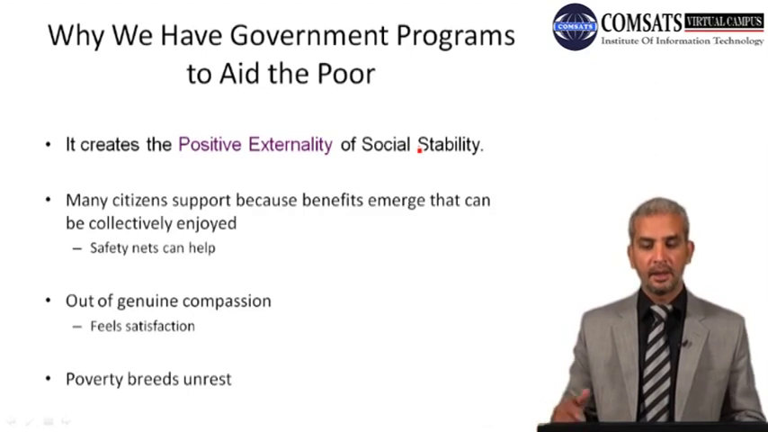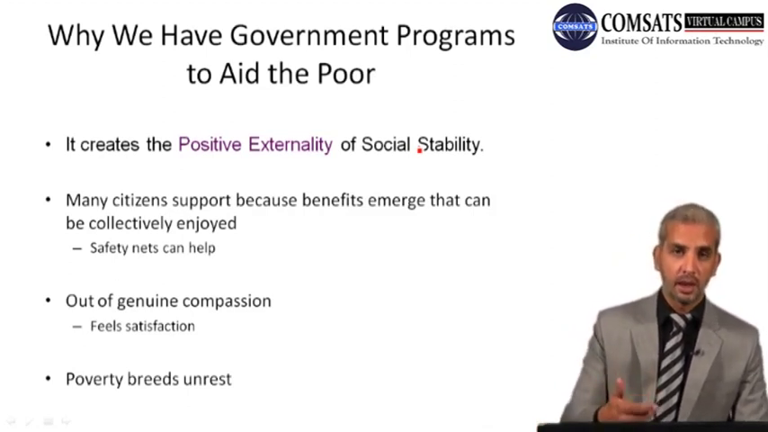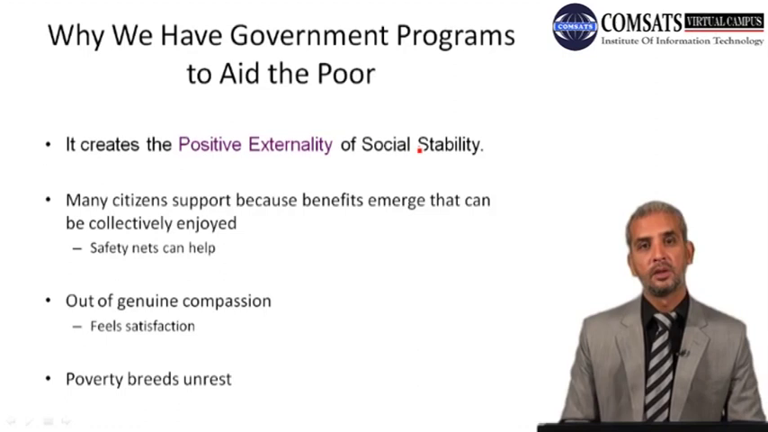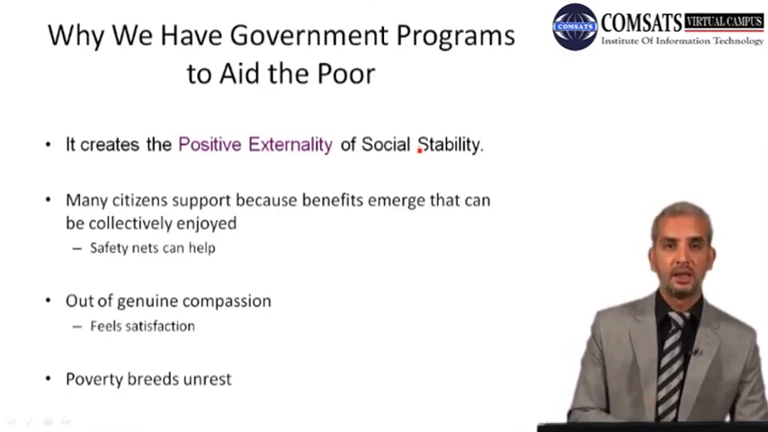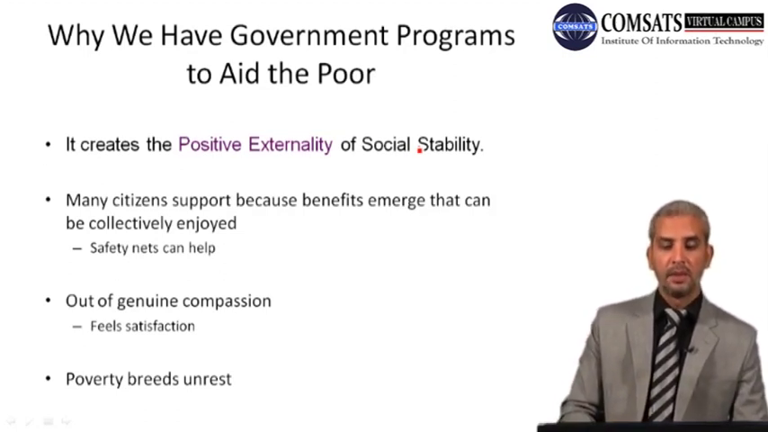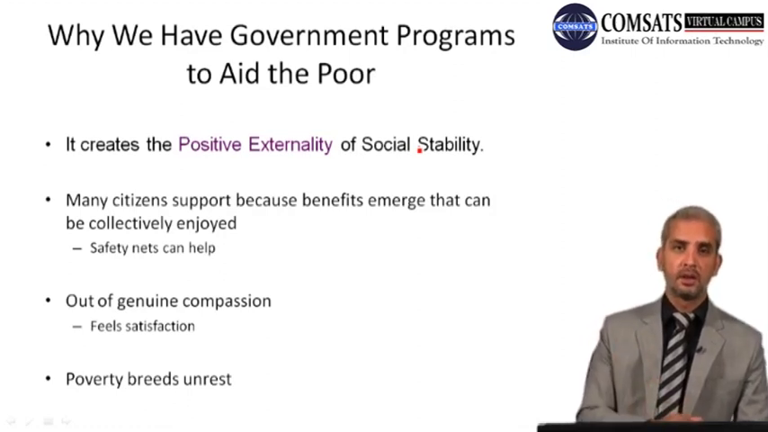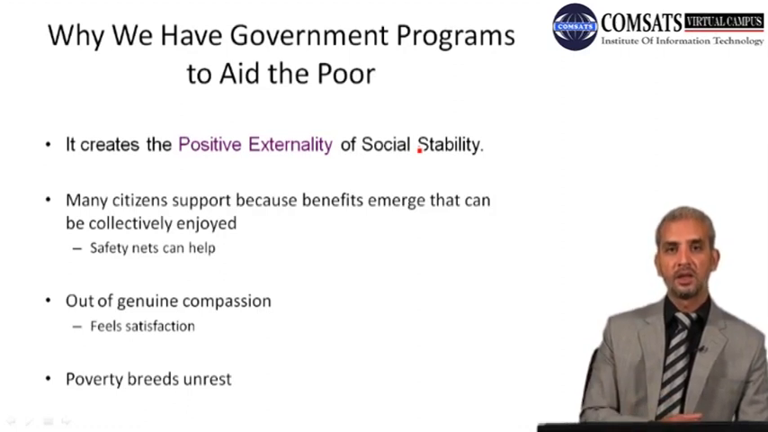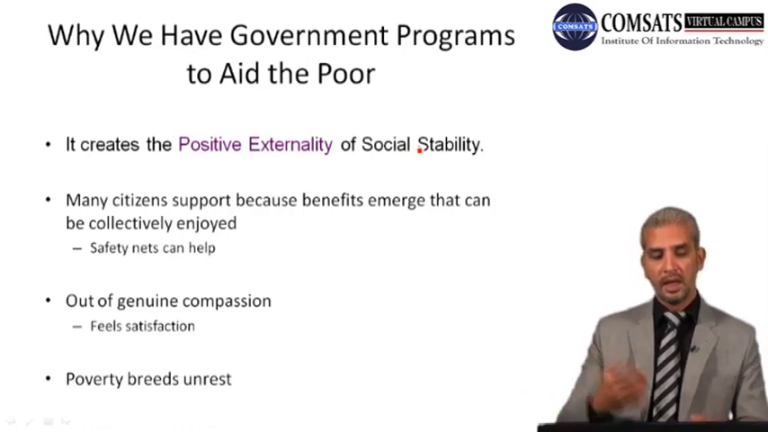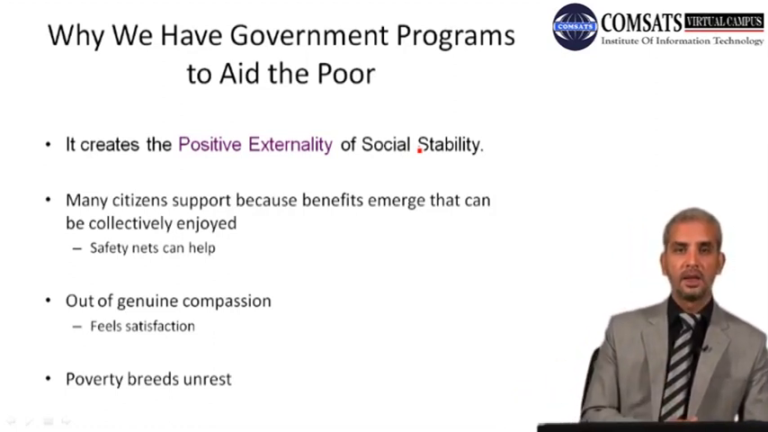Then another reason why government programs to aid the poor are required is that those aid programs generate positive externalities of social stability. Now social stability is very important because many citizens would support such programs, even a slightly higher level of taxation, because they consider that there are certain benefits that emerge from having social stability across the board in the economy.